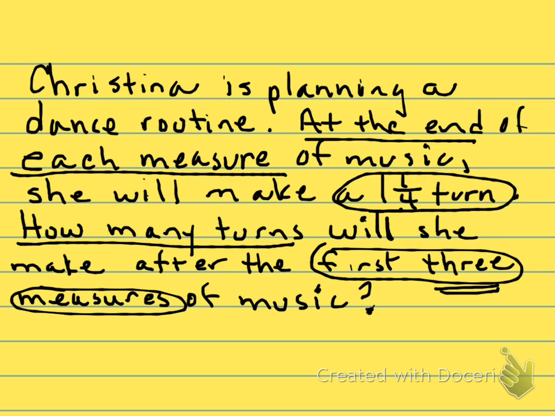Okay, so you think we're going to do multiplication. Let's figure out how we can write 1 1/4 as a fraction. All right, first of all, I know that there's going to be 3 measures of music, and I'm going to multiply 3 measures of music times 1 1/4 turn at the end of each one of those measures of music. So I'm going to have to figure out how to do this.